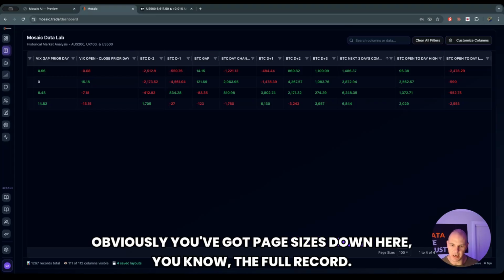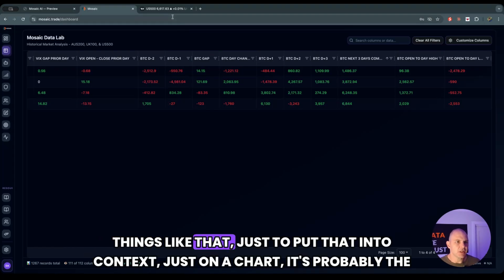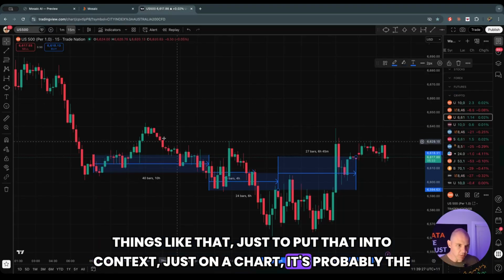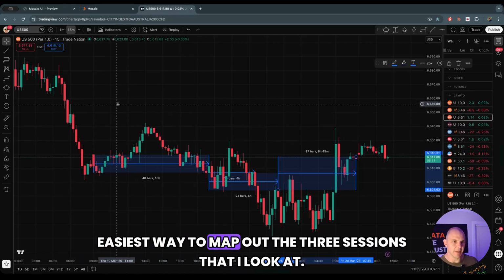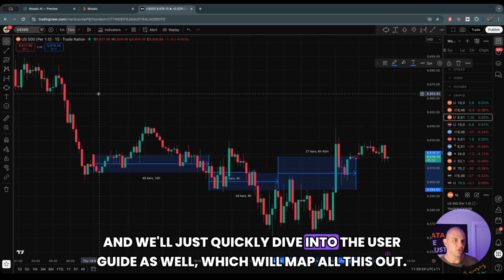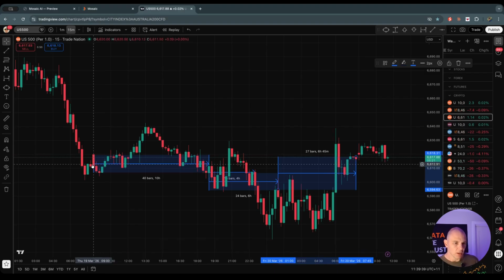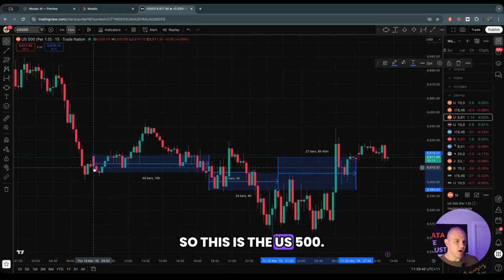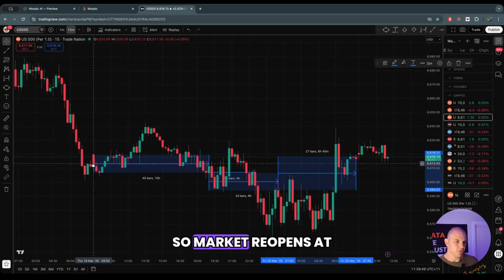Obviously, you've got page sizes down here, the full record, things like that. Just to put that into context, just on a chart, it's probably the easiest way to map out the 3 sessions that I look at, and we'll just quickly dive into the user guide as well, which will map all this out. So just using yesterday as an example, this is Sydney time. So this is the US 500. Okay, so market reopens at 9 o'clock Sydney time.